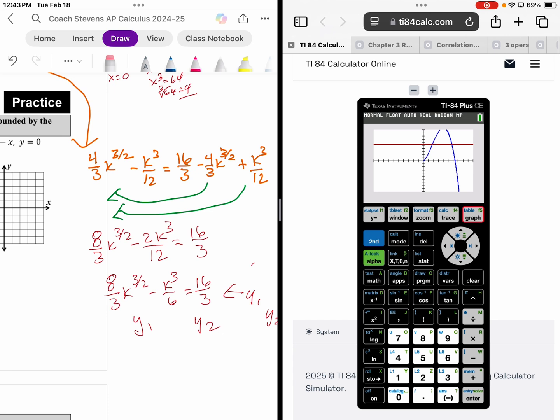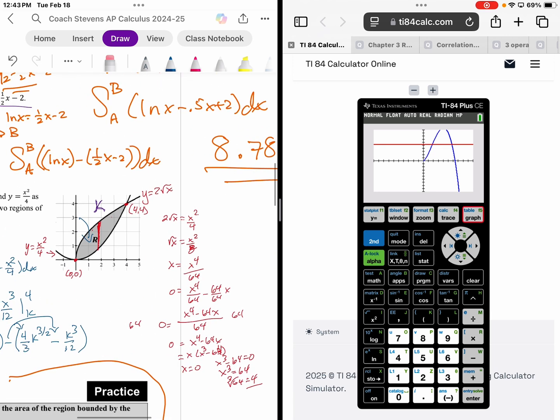Now, I only have to worry about the left point, okay? Because, again, we know the answer's got to be smaller than 2. Based on our picture up here, we got to be within 4, somewhere between 0 and 4. So I don't have to worry about the far right intersection point. I want to do the left intersection point.